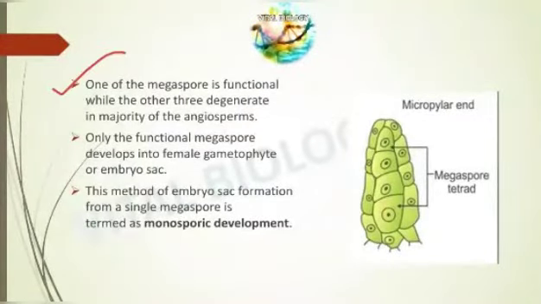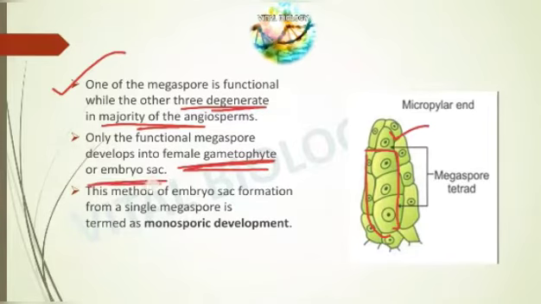As I told you, one of the megaspores is functional, while the other three degenerate, in the majority of angiosperms. Angiosperms are nothing but flowering plants, right? So while the other three megaspores degenerate, one is functional. Only that one functional megaspore develops into the female gametophyte, or else the embryo sac. As I told you, three will degenerate and one will remain for the functioning purpose. That one megaspore becomes the female gametophyte, also called the embryo sac.